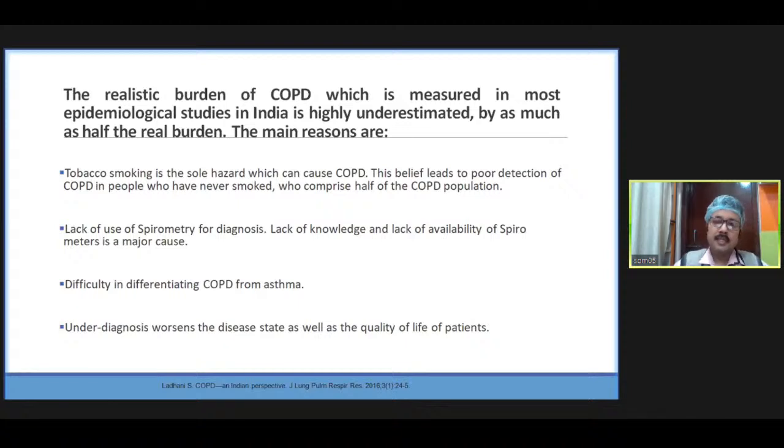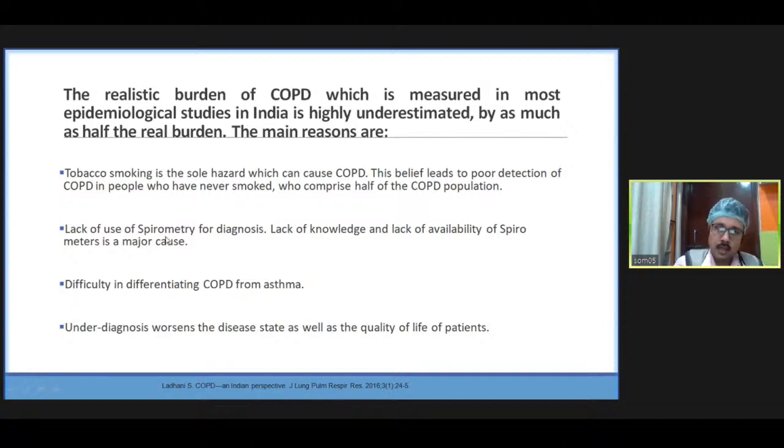Actually, in many studies of the prevalence of COPD in the Indian perspective, the measured data is usually underestimated. Now, what are the causes of this underestimation? There are some beliefs. One is that tobacco smoking is the only cause of COPD. This belief leads to poor detection of COPD in people who have never smoked. So this is the number one cause.